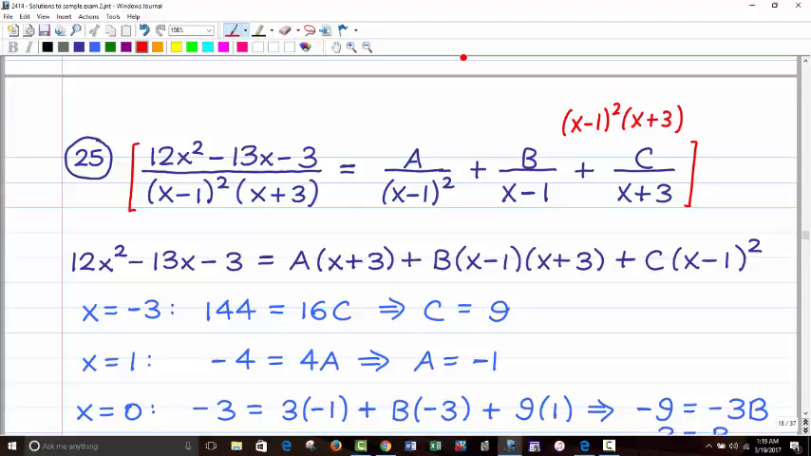Now this one has a repeated linear. The x minus 1 squared is a repeated linear. That means you have to have a term with x minus 1 squared and an x minus 1. The order of the two doesn't matter. I could have put x minus 1 first, then x minus 1 squared, and then we have an x plus 3. I have to have an A, B, and a C. It would not have mattered where A, B, and C were. Any of them would be fine, and you'll get the right number that you need as long as you do everything else correctly.